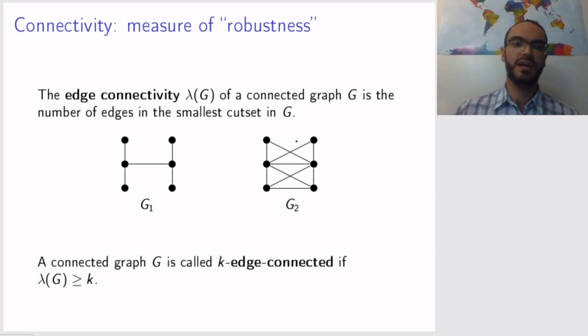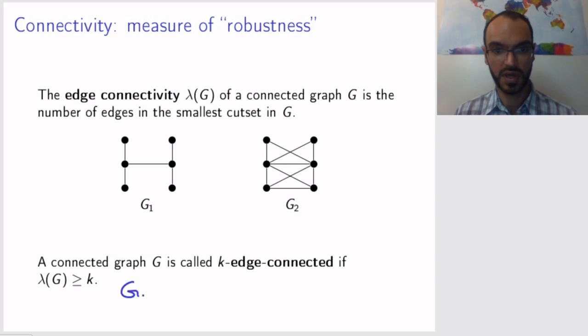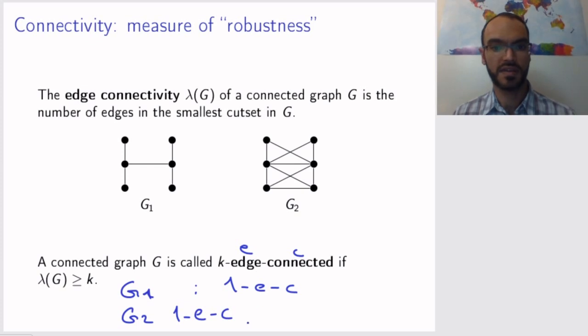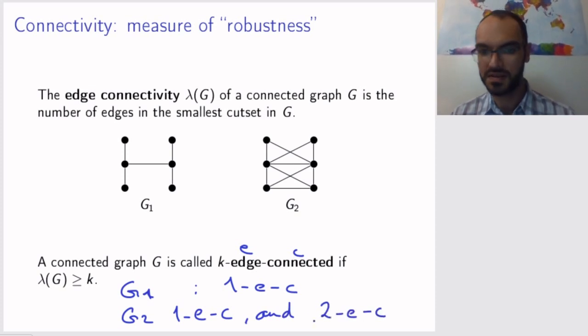So this is the edge connectivity. And you call a graph k-edge connected if the edge connectivity is at least k. So G1 is 1-edge connected. I'm abbreviating this EC. This is G1. G2 is also 1-edge connected, but because its edge connectivity was 2, it's also 2-edge connected, but it's not 3-edge connected. So that's just the terminology for how robust the graph is.